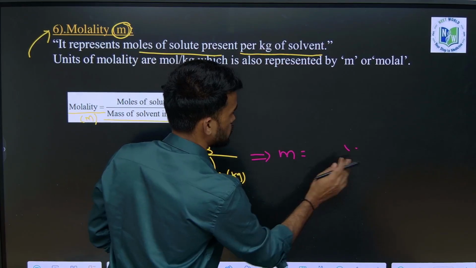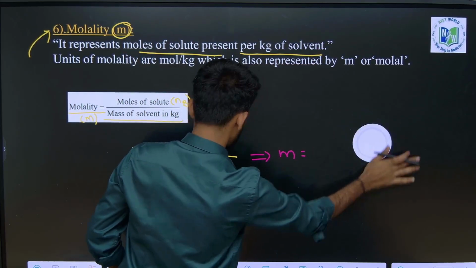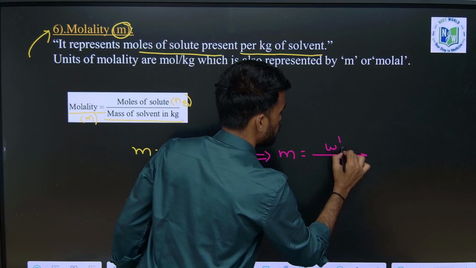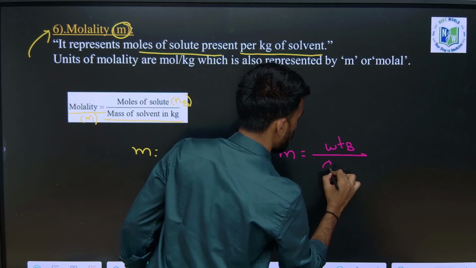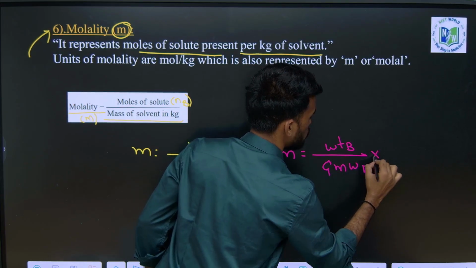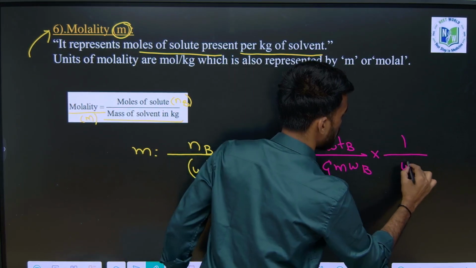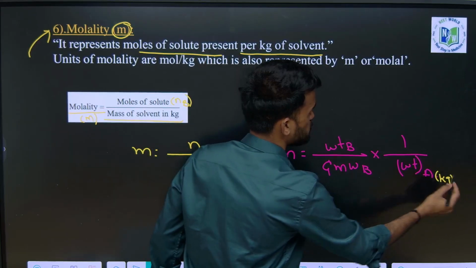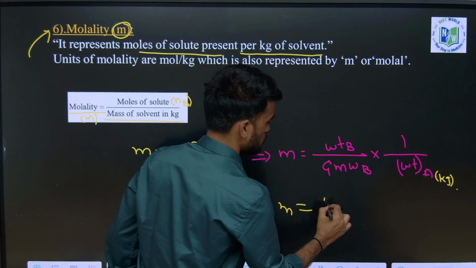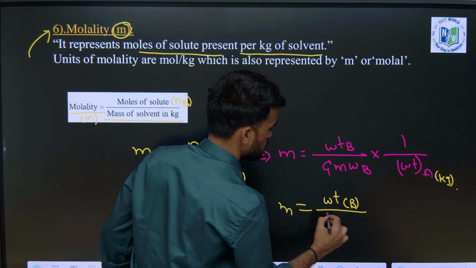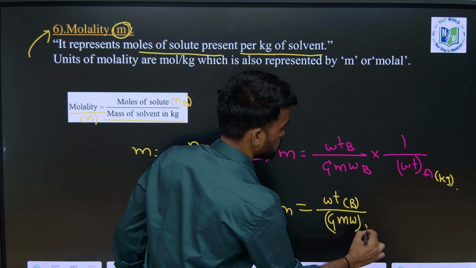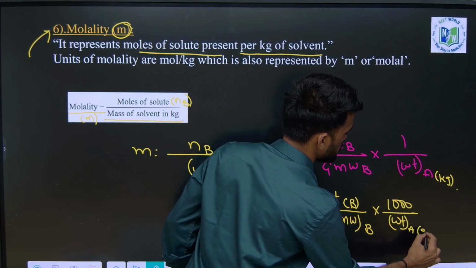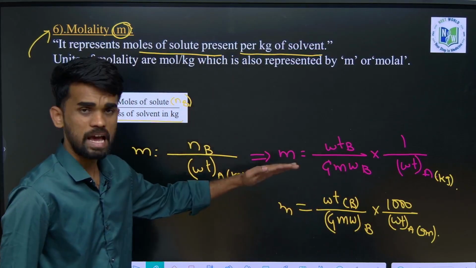So how can we write this? Molality equals, moles can be written as weight of B by gram molecular weight of B, into 1 by weight of A. This should be in kgs. So what if I express it in terms of grams? If it is given in terms of grams, you just need to multiply by 1000. A should be expressed in terms of grams. These formulas are enough as of now.